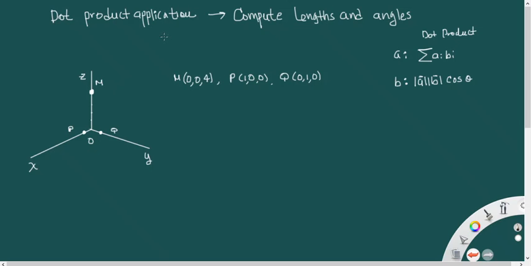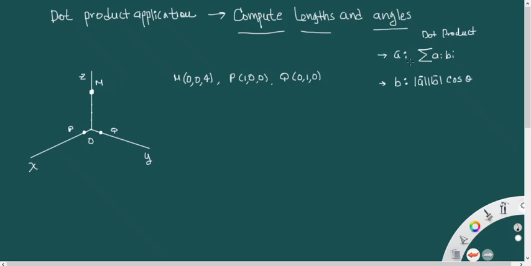In this case, there are mainly two ways that we can apply the dot product to solve engineering problems. One of them is to compute or to find lengths and angles. Okay, these are the two formulas we have to calculate the dot product.